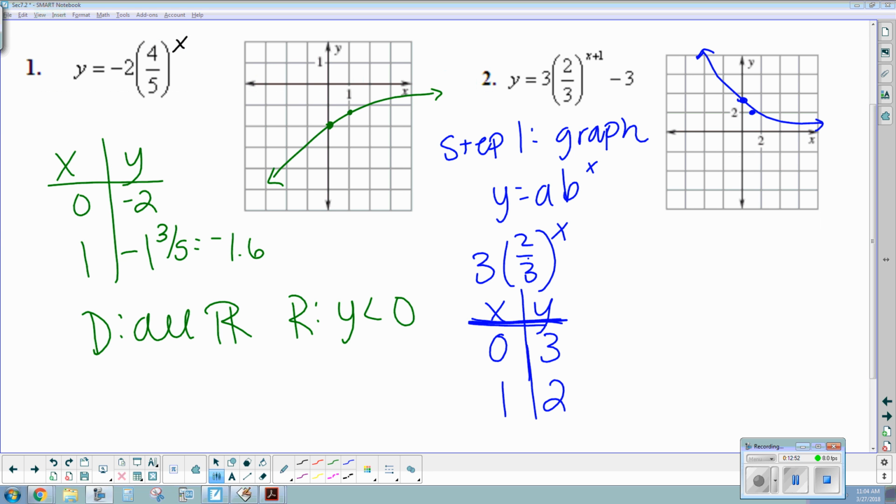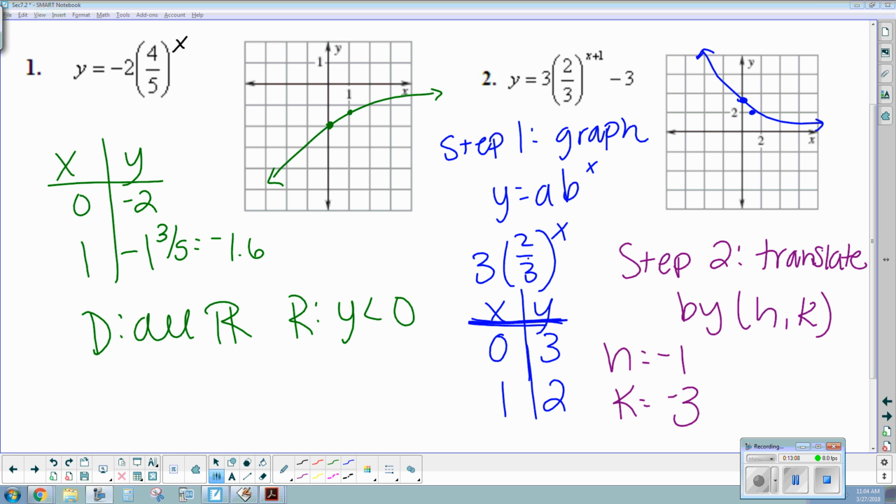Your first step in this second problem is to graph y equals a times b to the x power. So you're just graphing 3 times 2/3 to the x power. And you get 2 points. When x is 0, y is 3. When x is 1, y is 2.